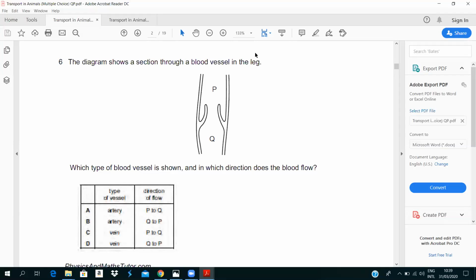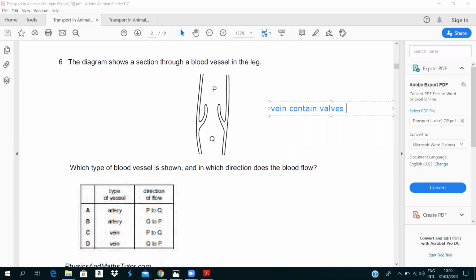I will write it for you. To understand, I will mute you. Now, the vein contains valves. Artery, no, that is the valve, okay? So that's from Q to P, not P to Q, not an artery, that is a vein.